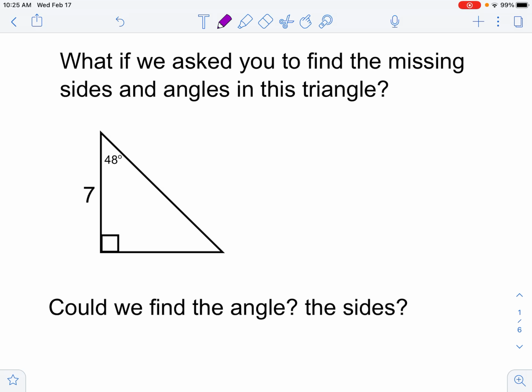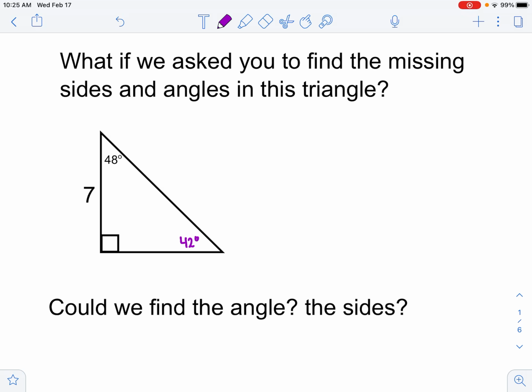What if we asked you to find the missing angles and sides in this triangle? Well, same idea. I can do 90 plus 48, then 180 minus that. Or I can do just 90 minus 48. That'll be even faster. That's 42 degrees.